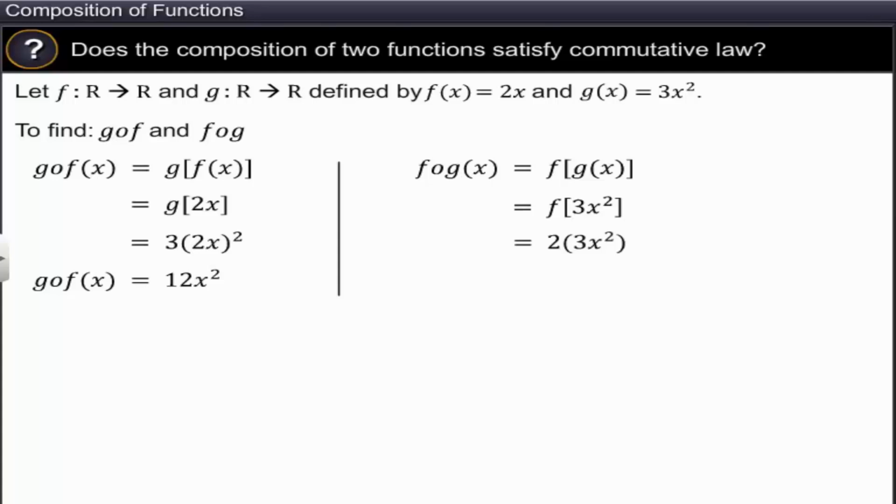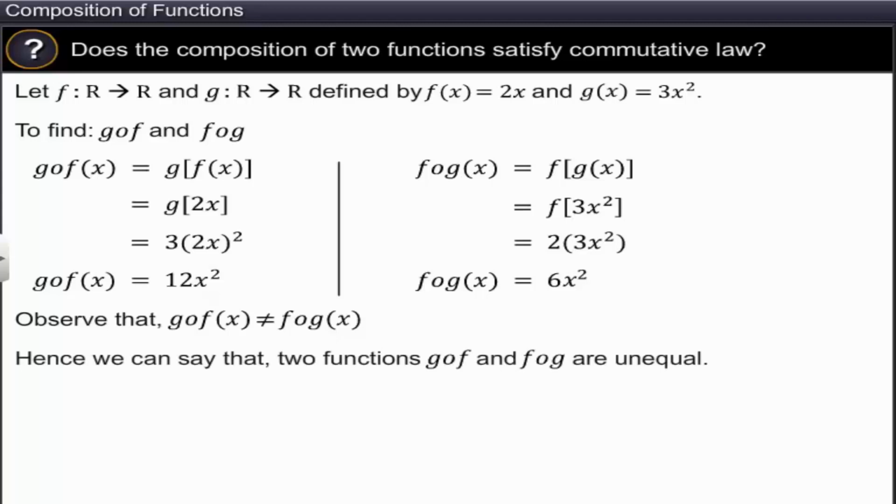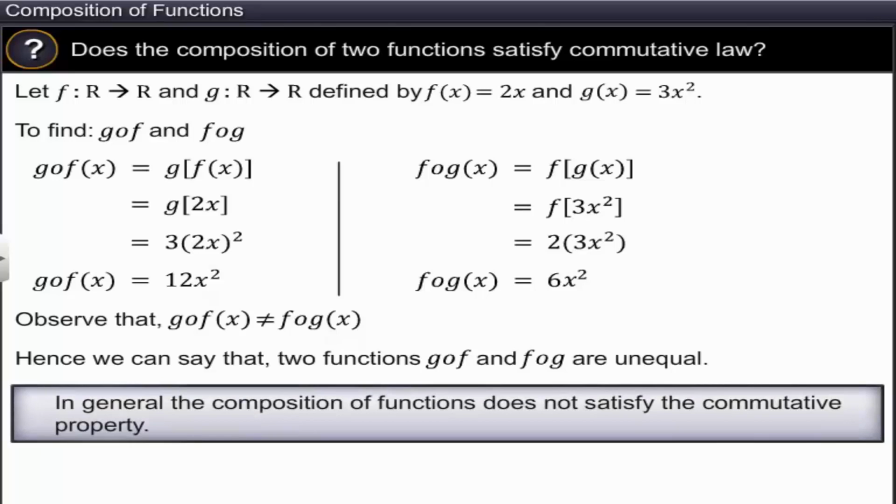Now, f of x is equal to 2x. This implies f of 3x square is equal to 2 multiplied by 3x square. Hence, the value of f circle g of x is equal to 6x square. Observe that g circle f of x is not equal to f circle g of x. Hence, we can say that the two functions g circle f and f circle g are unequal. Hence, in general, the composition of functions does not satisfy the commutative property.